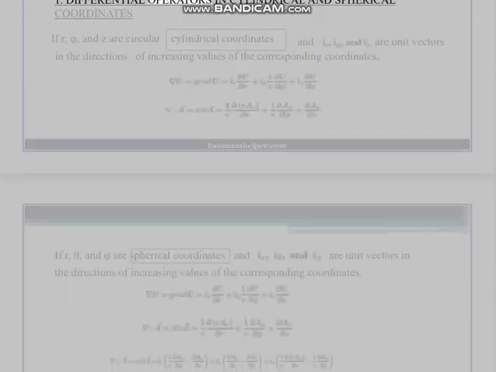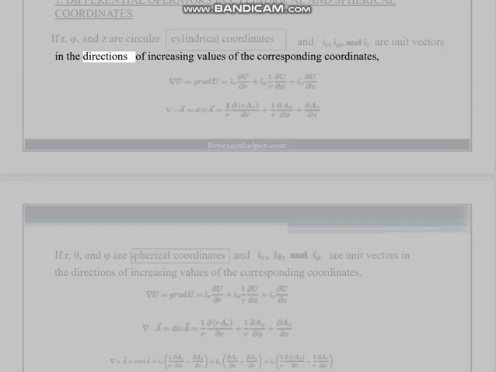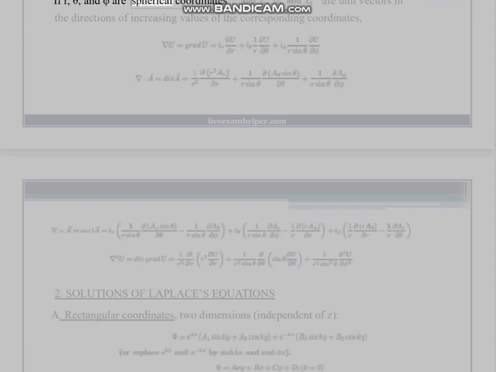1. Differential operators in cylindrical and spherical coordinates. If r, phi, and z are circular cylindrical coordinates, the unit vectors are in the directions of increasing values of the corresponding coordinates. If r, theta, and phi are spherical coordinates, the directions of increasing values of the corresponding coordinates are unit vectors.